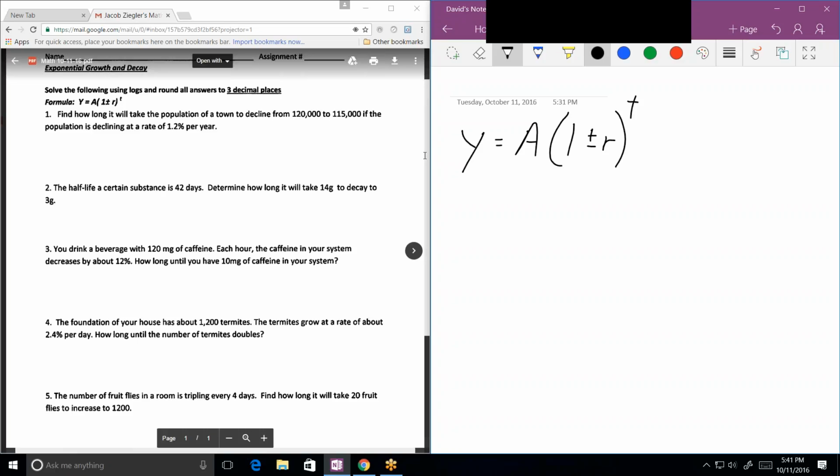Could we start with one? Sure. So y is the population after it declines. So y is what? Y is 115,000. A is what? 120,000. R is what? 0.012. And am I subtracting it or adding it? Subtracting. Yeah, because it's decay.